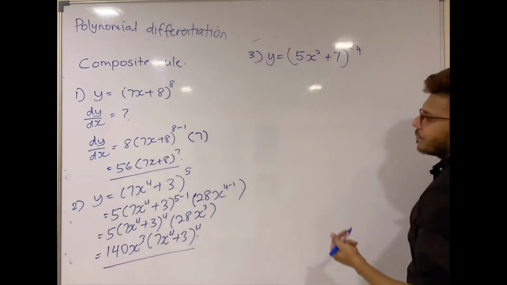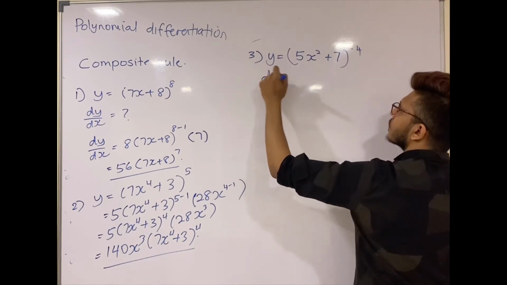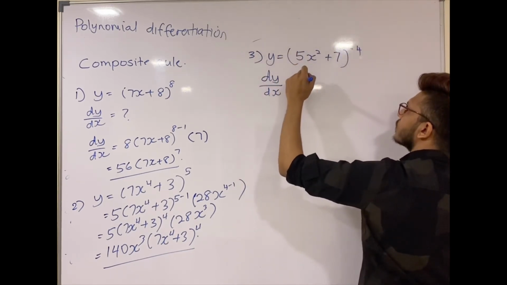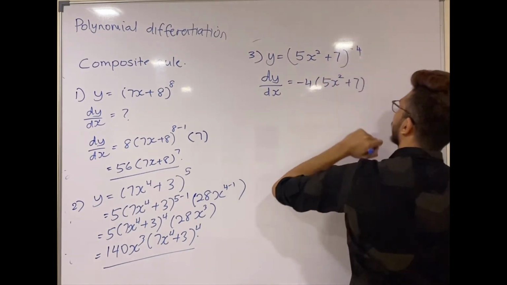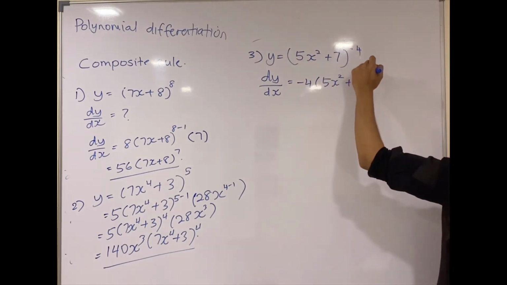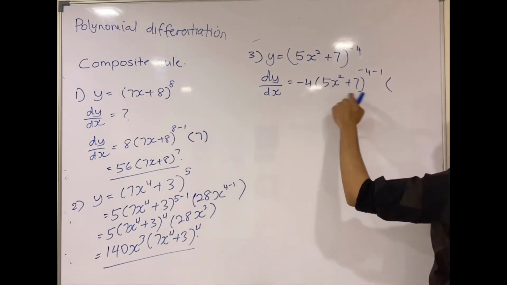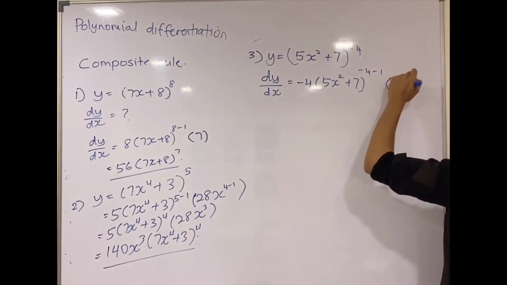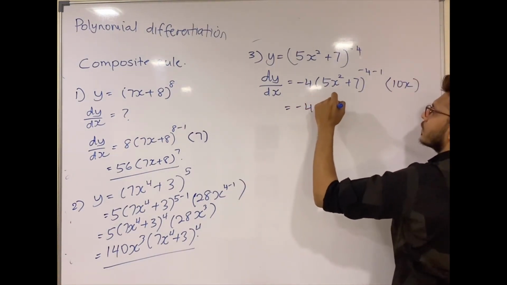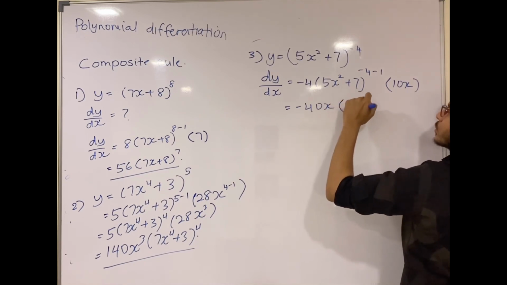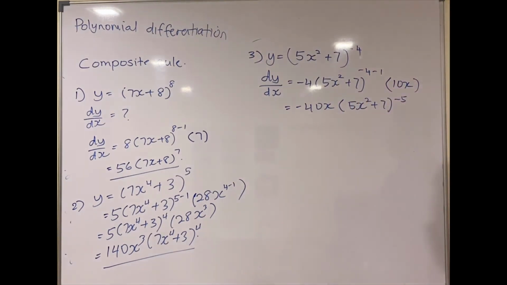Same concept. So you're going to have dy over dx is going to be, bring that negative 4 in front. Okay. Negative 4 minus 1. And then you differentiate what's inside. You get 10x. Multiply in front, you get negative 40x, (5x squared plus 7) to the power of negative 5.